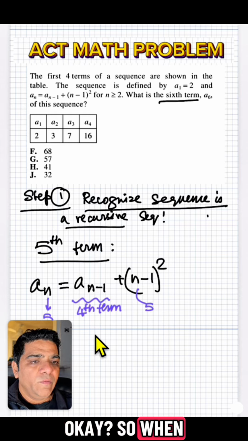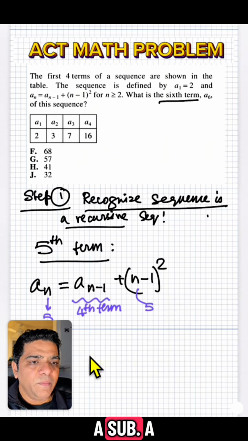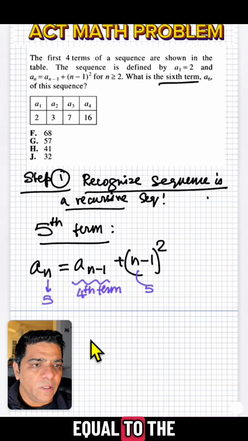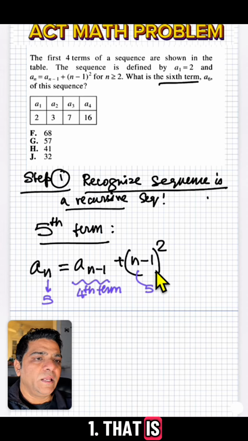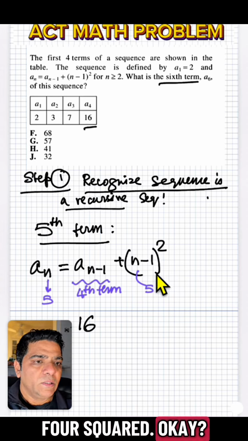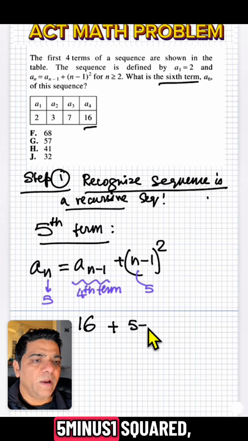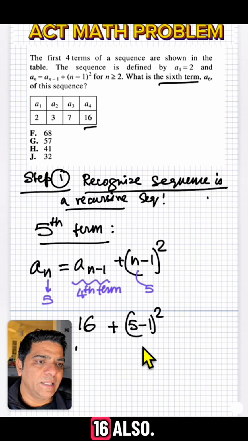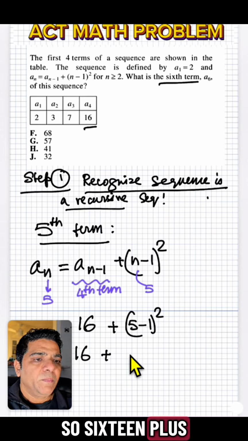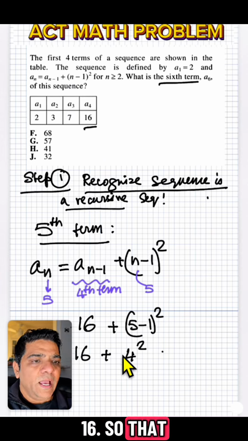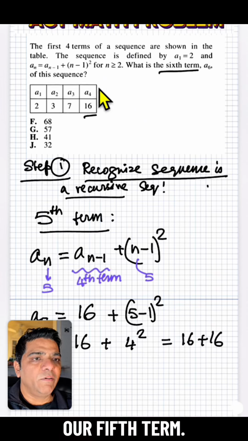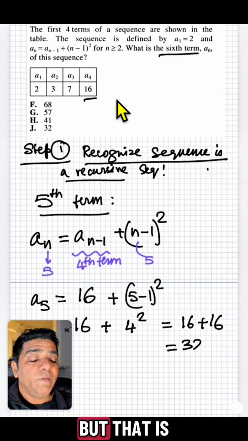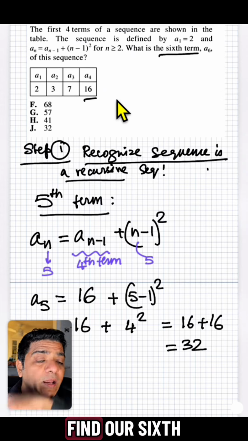When we write this out, a sub 5 is equal to the fourth term, which is 16, plus 5 minus 1, that is 4 squared, which is 16 also. So 16 plus 16 gives us 32, and 32 is going to be our fifth term. That is the term we're going to use to find our sixth term now.